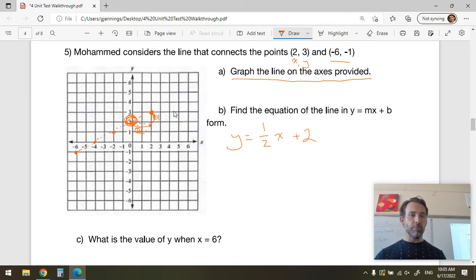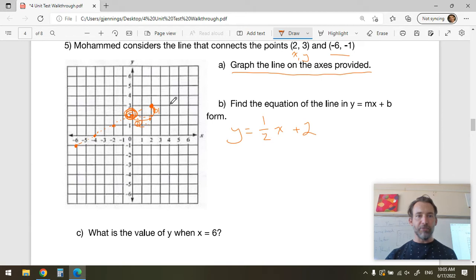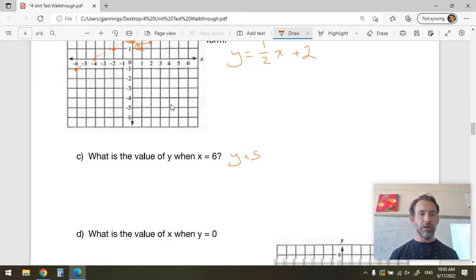This gets a lot more complex if you misgraphed your points. So take a look at that. Now, what's the value of y when x is 6? Graphical solutions are also possible. I extend this over here to x is equal to 6, and I find y is 5. y equals 5 graphically.